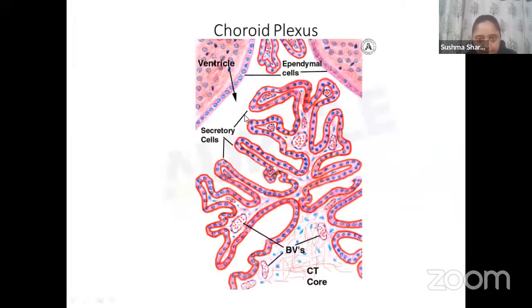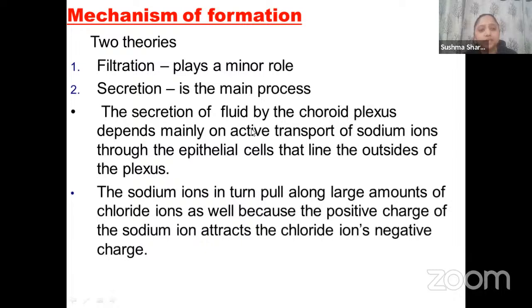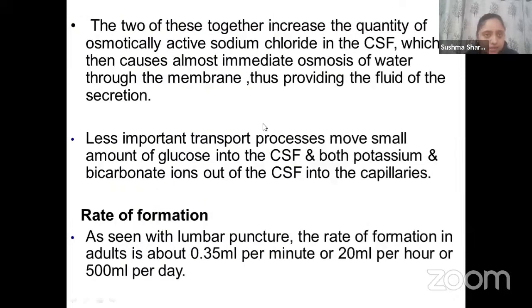Look at this. These are the secretory cells which are lined by this epithelium, and the sodium transport actually determines the secretion. Sodium ions in turn pull along large amounts of chloride ions as well, because the positive charge of sodium attracts the negative charge of chloride. The two together increase the quantity of osmotically active sodium chloride. Wherever sodium is, it pulls water. Because both have formed sodium chloride, this causes immediate osmosis of water through the membrane. Thus, it provides the fluid of the secretion.